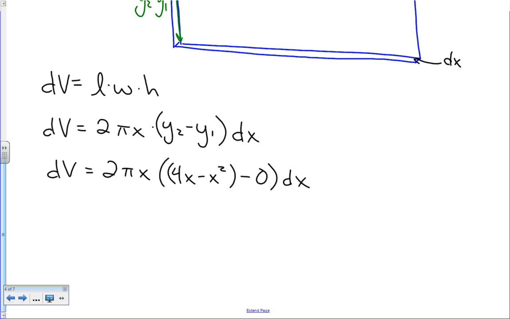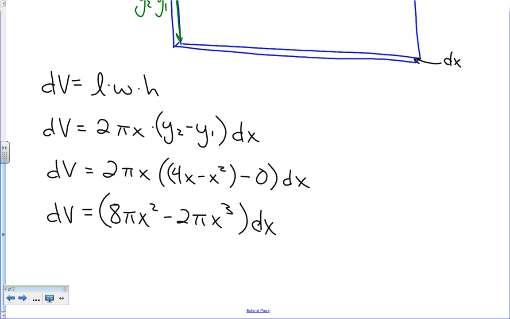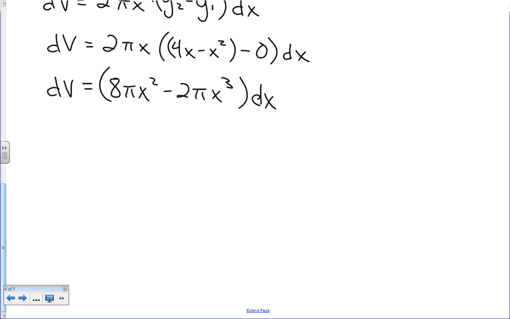So here's our equation then. dV is equal to, let's go ahead and rewrite this actually. dV is equal to, I'll go ahead and distribute the 2 pi x through here. I'll have 8 pi times x squared minus 2 pi times x cubed, times dx. And once we have our differential equation in terms of just one variable, we are all set to integrate this thing. Remember, that's the way that we solve a differential equation, is through integration.